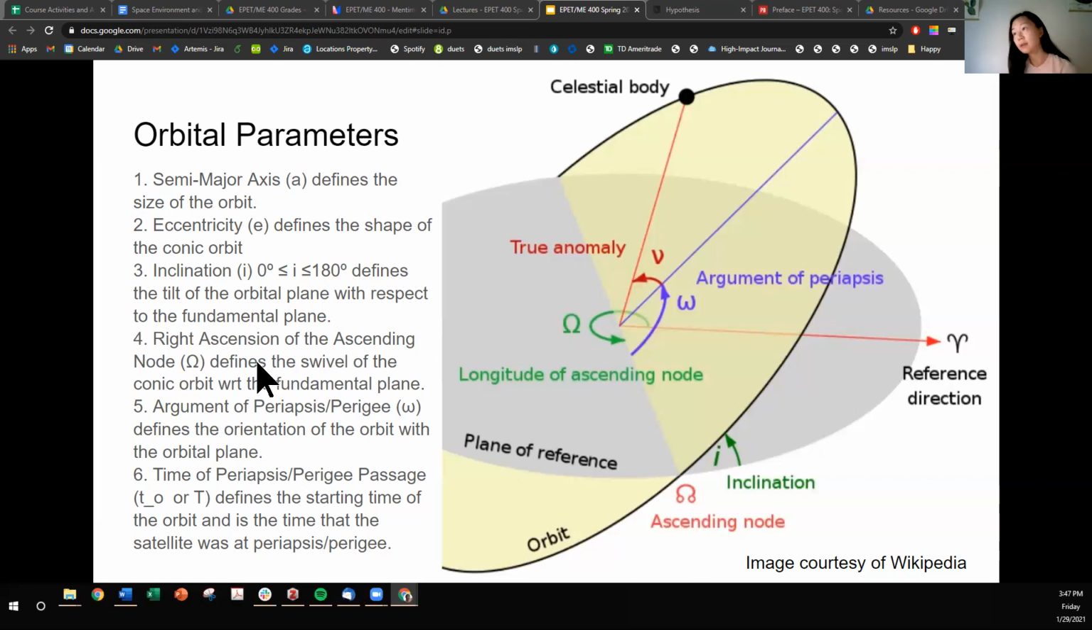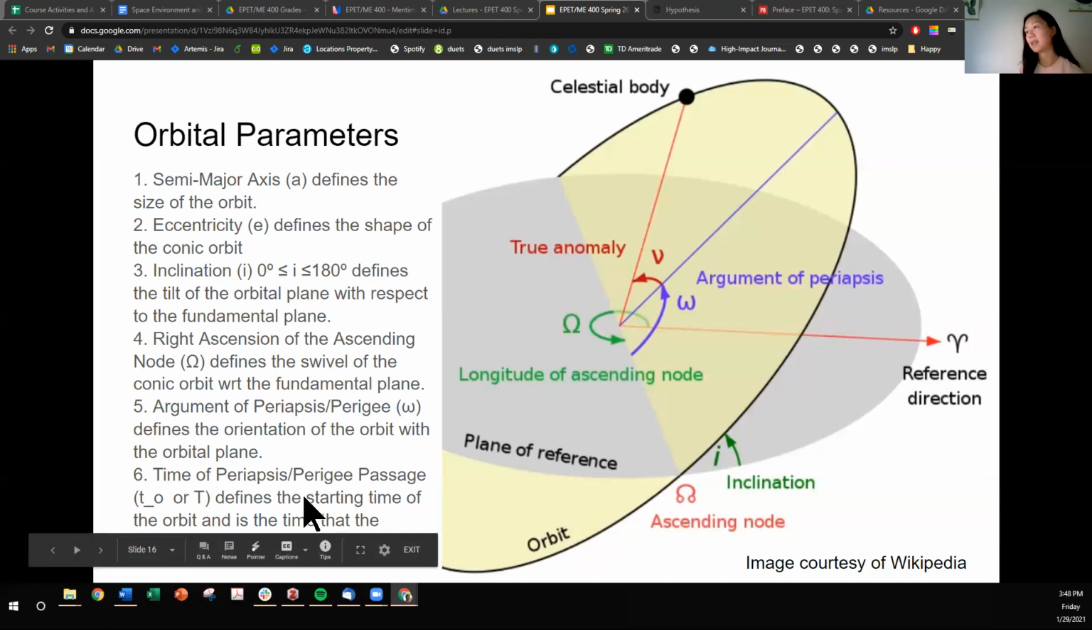Right ascension of the ascending node defines the swivel of the conic orbit with respect to the fundamental plane. So it's this green symbol right here. And then the argument of periapsis defines the orientation of the orbit within the orbital plane. So it's this purple parameter right here. And you can see how if that angle were different, it would skew the orbit along this plane. Okay, I hope that visual representation helps.